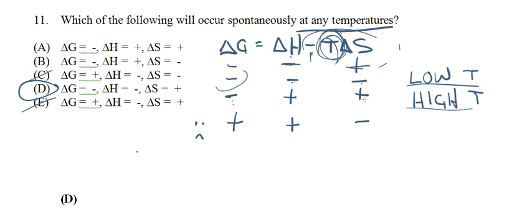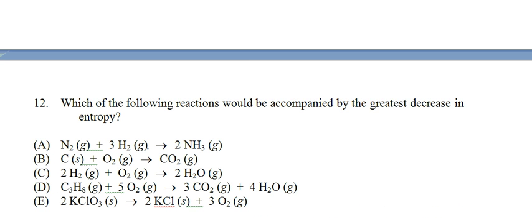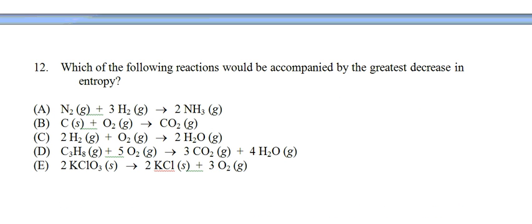All right, number 12. Which of the following reactions would be accompanied by the greatest decrease in entropy? So again, we're looking at the system becoming more ordered. And the first thing that we want to look at is the number of particles. Not necessarily the ratio, but the number of particles.